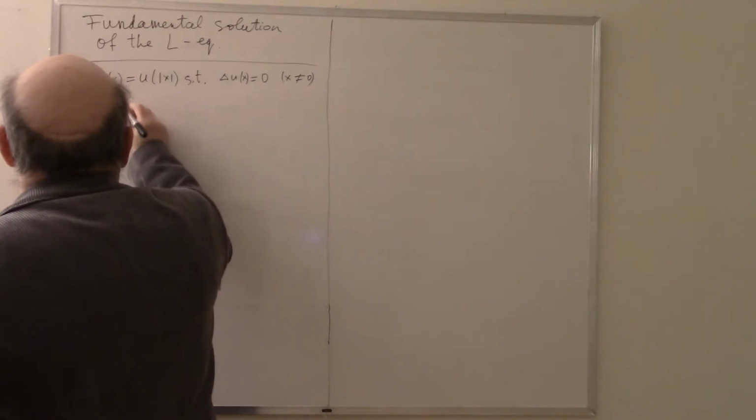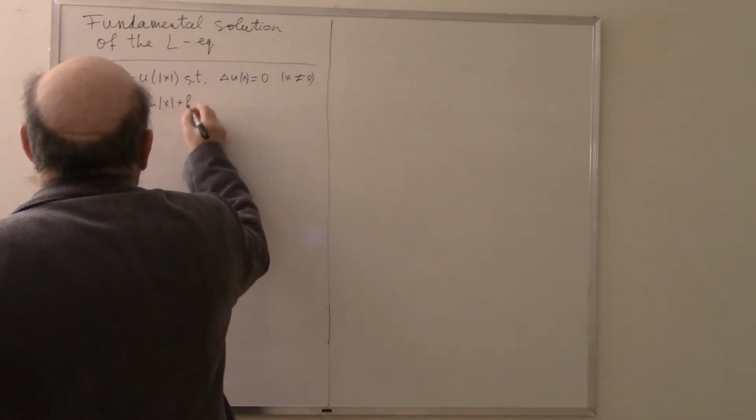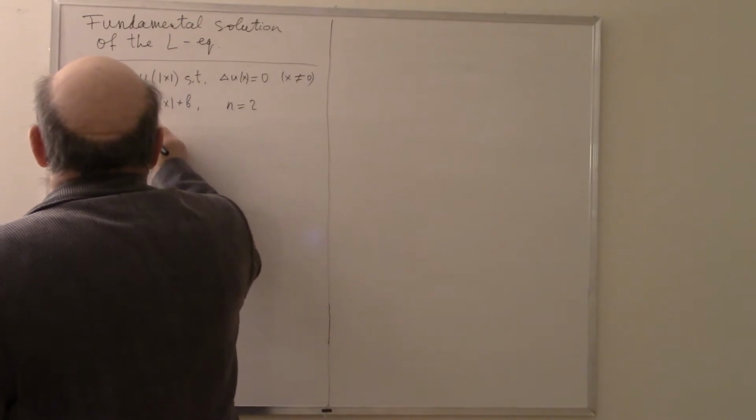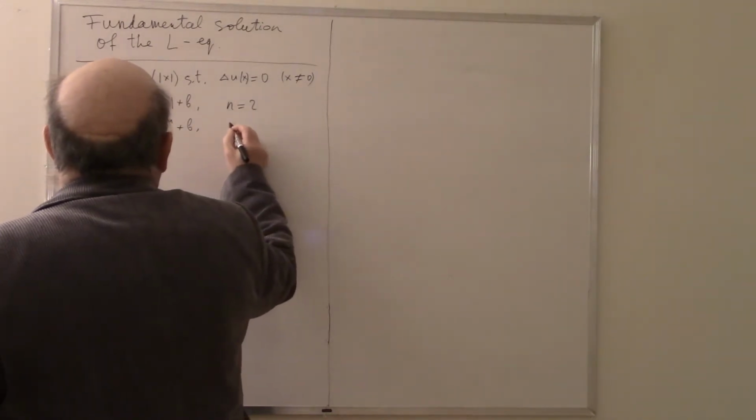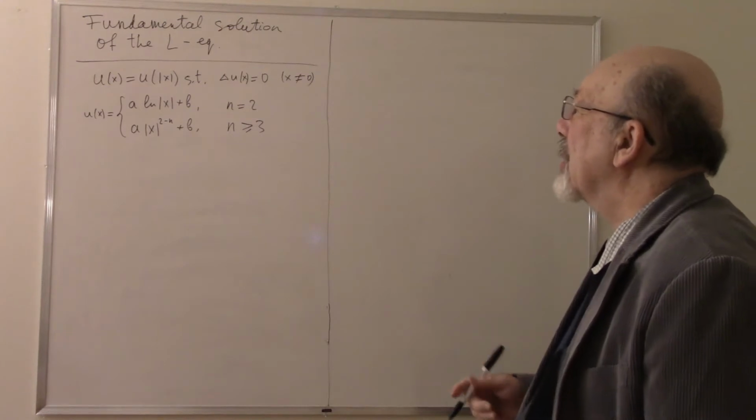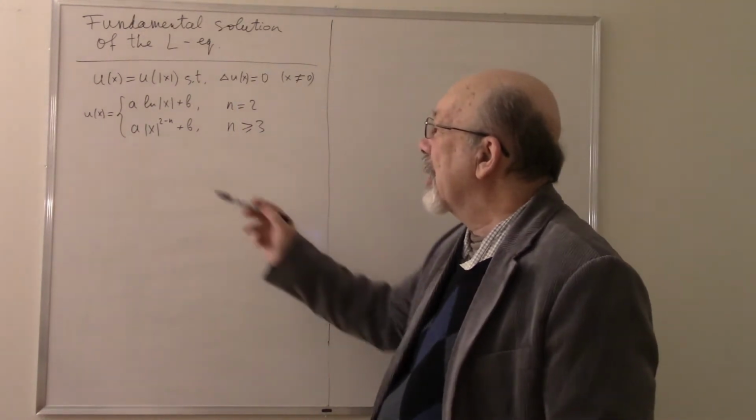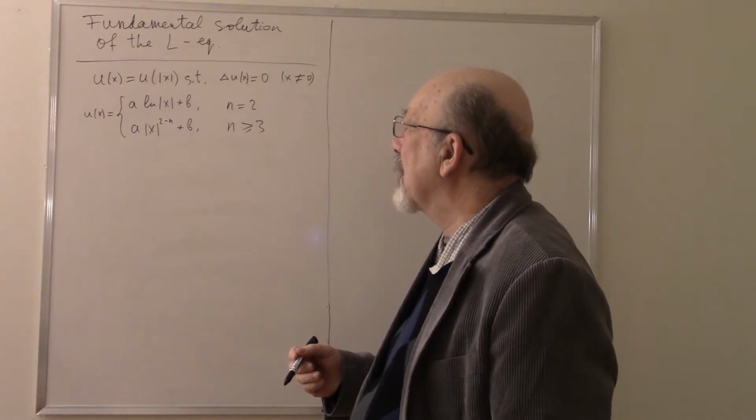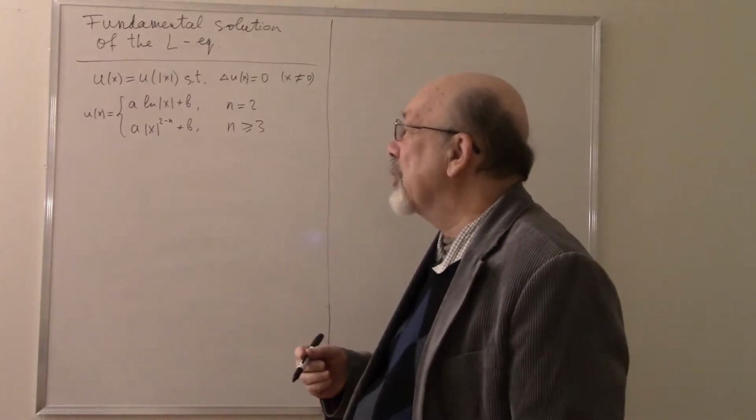u of x had the form a logarithm of modulus x plus b if n equals 2, and a modulus x to the power 2 minus n plus b if n is greater than or equal to 3. So we have these functions, and no wonder that we have this condition, because when x goes to 0, u of x goes to infinity. And there is no way to discuss what the Laplacian is at 0. It makes no sense. But we can say much more about this function.